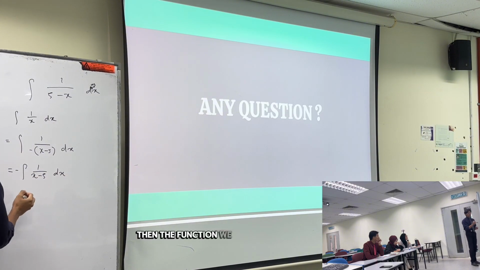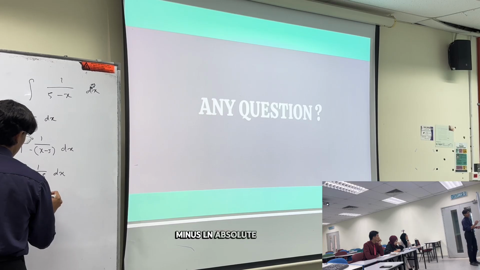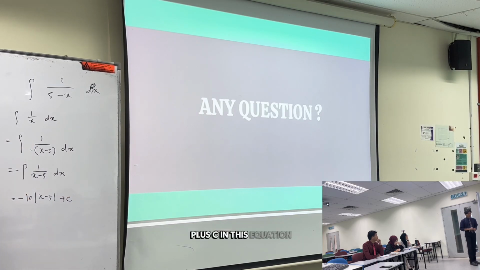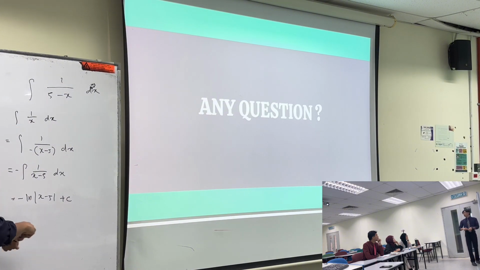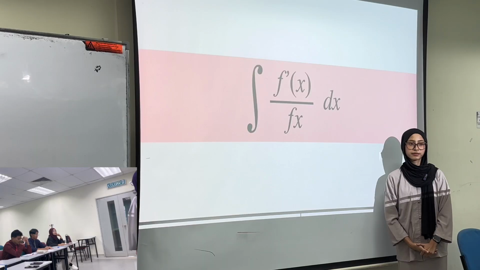Then we can integrate the function as usual: minus ln absolute value of x minus 5 plus c. In this equation, we must always remember to put the absolute value and the constant. Okay? Do you understand? Okay. That's all from today.